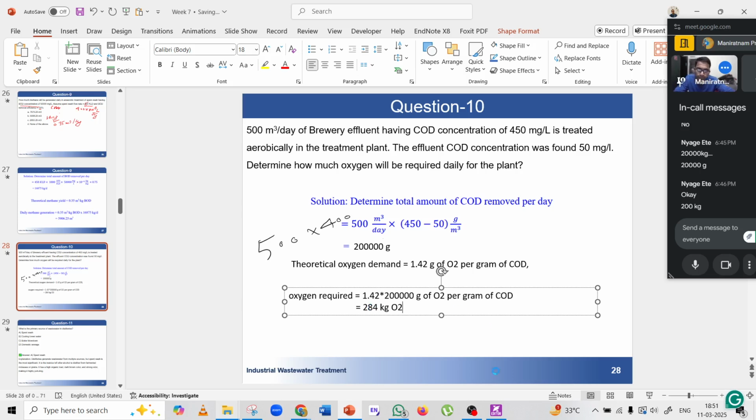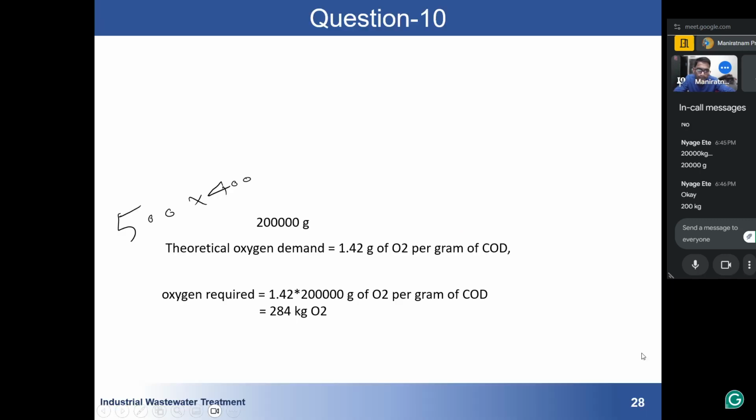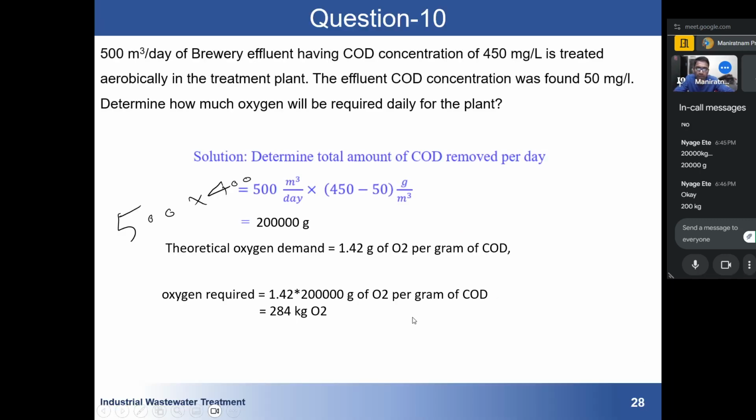Everyone got it? Did you get it? This will be the final answer, 284 kg O2. So there was a slight mistake, and here you can see it. Anyone have any doubt?